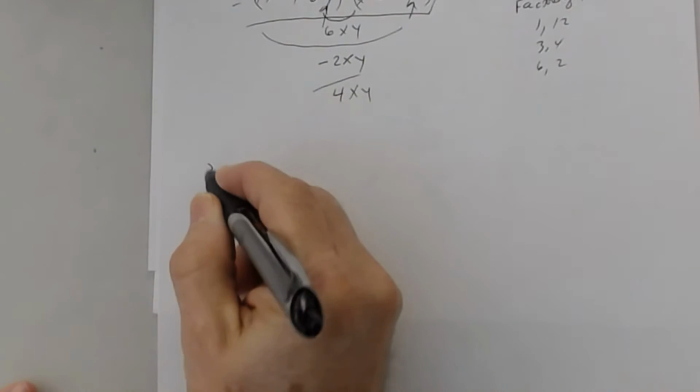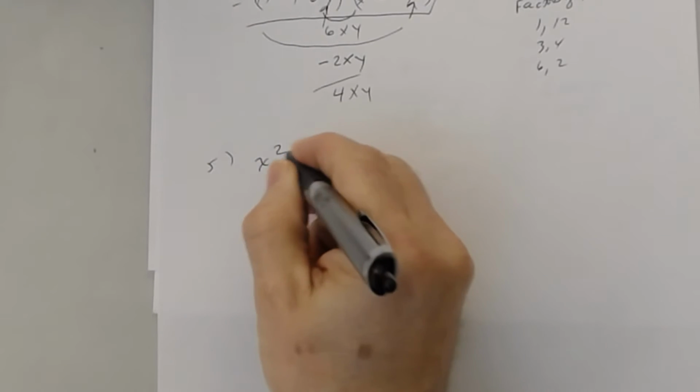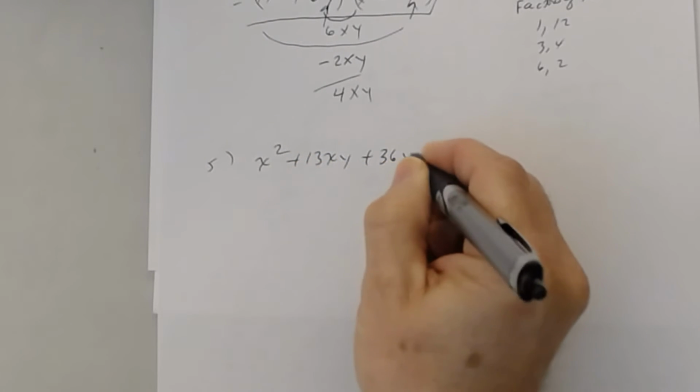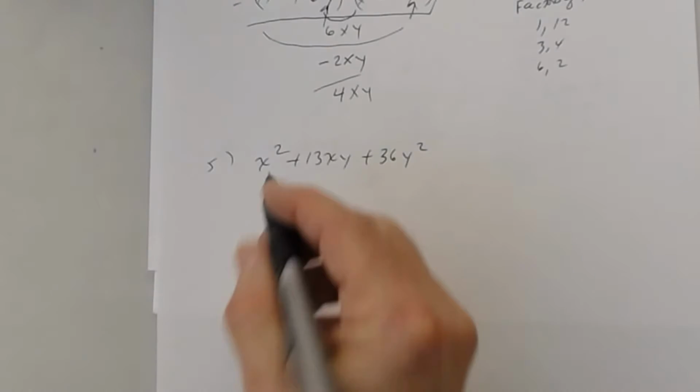Number 5. All right, suppose number 5 you had this. Suppose you had x squared plus 13xy plus 36y squared. What's the GCF? 1. So what do I write then? What's the next step? Try to see if you can factor it as 2 binomials. Okay, that will be the next step.